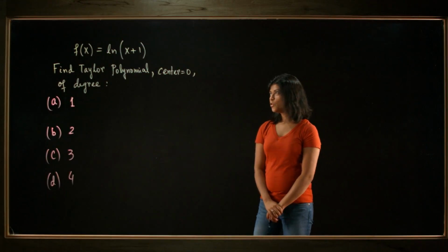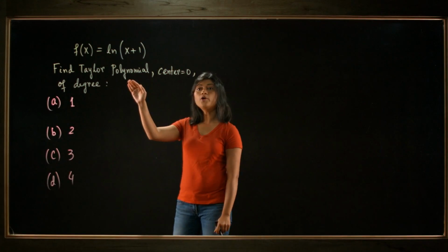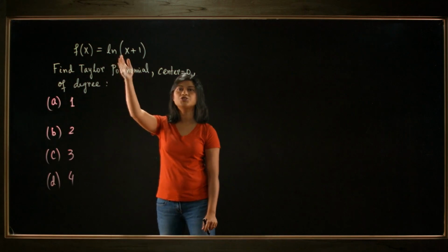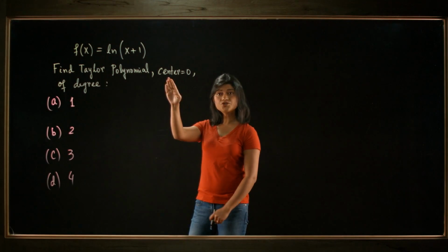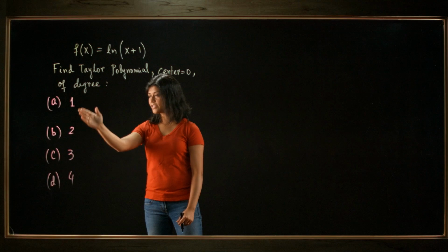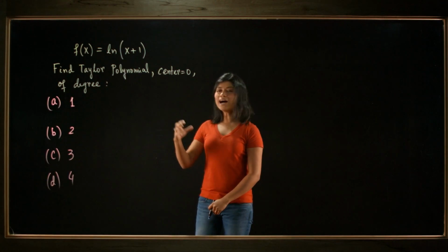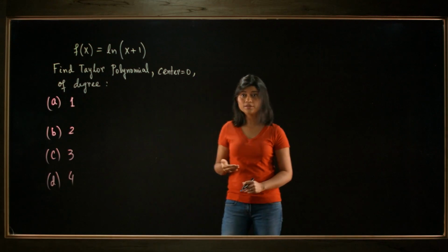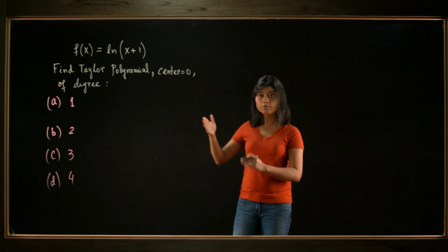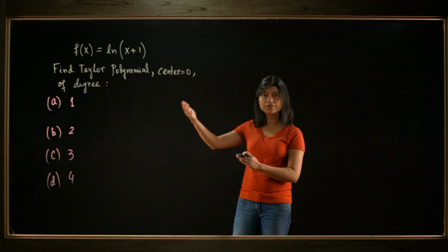In this problem, we have to find the Taylor polynomial for the function natural log of x plus 1, center 0, and of these 4 different degrees: first, second, third, and fourth. Now, how do we compute the Taylor polynomial? Remember, this is not a series, right? A polynomial stops after a certain degree.